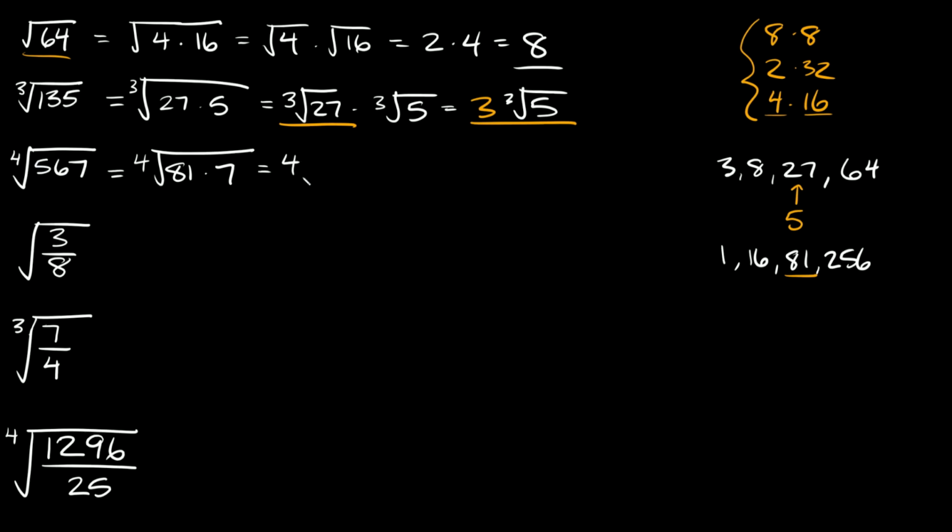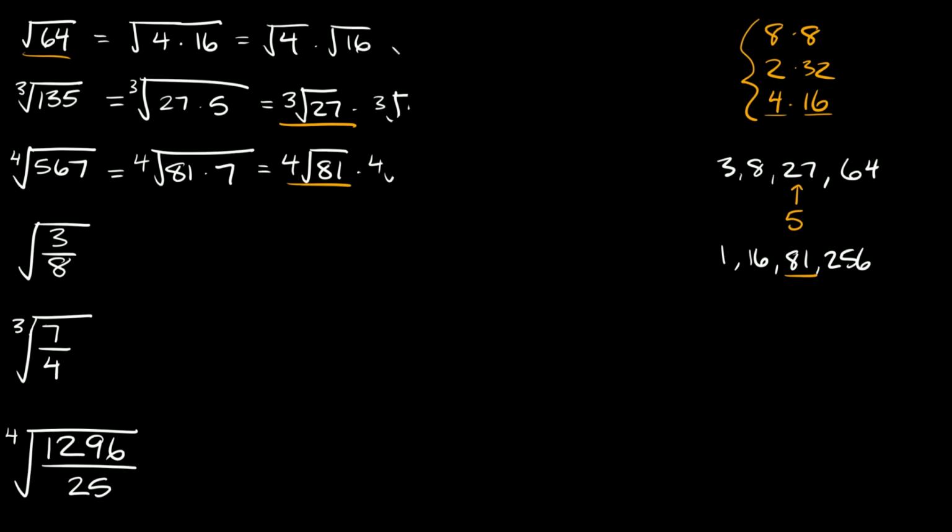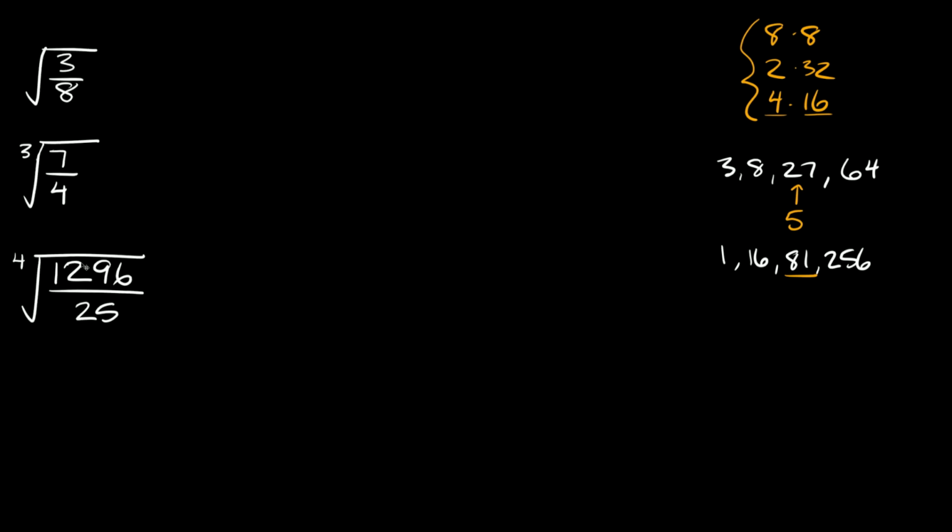Okay, so then here we're going to have the fourth root of 81 times the fourth root of 7, and the fourth root of 81 is equal to 3. All right, so then here we're going to have 3 times the fourth root of 7. All right, there's our answer here. And I'm going to make some room so it doesn't get too jumbled up here. Get rid of these and just move these up a little bit.